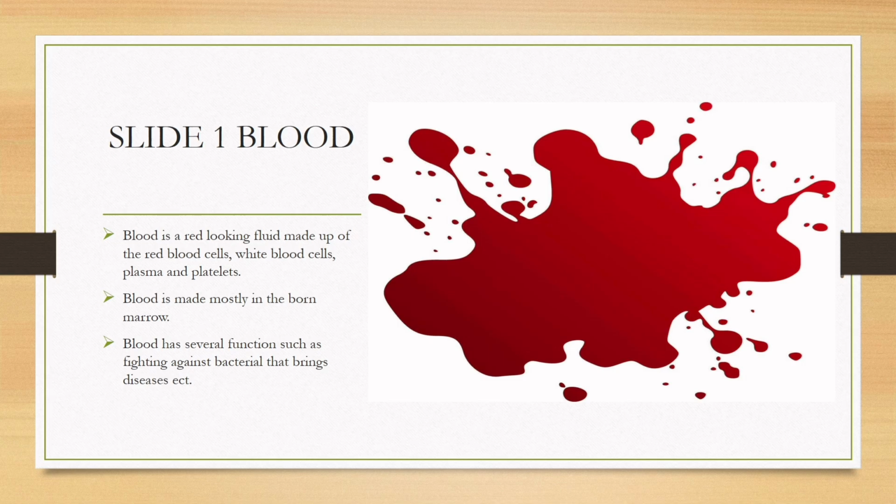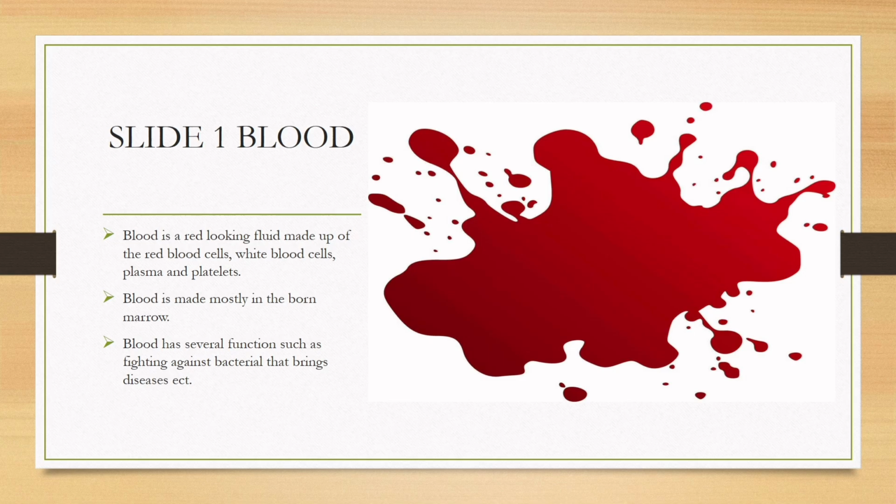Blood is simply a red looking fluid made up of the red blood cells, white blood cells, plasma and platelets. Blood is made up mostly in the bone marrow. Blood has several functions, such as fighting against bacteria that bring about diseases. The most important part about blood is that you have to know that blood is not one thing. It could look like one thing, like a glass of water, though it is made up of several components.